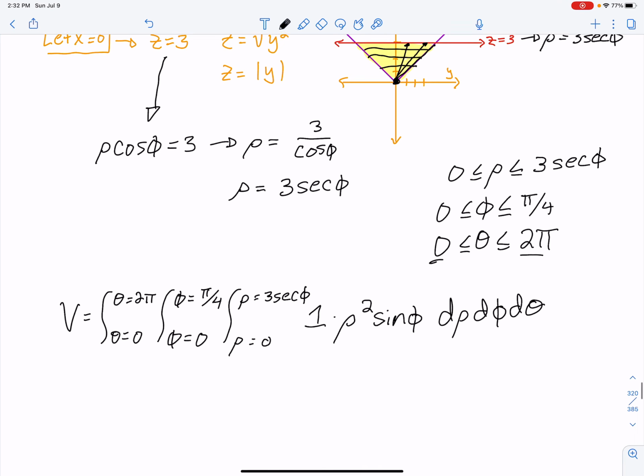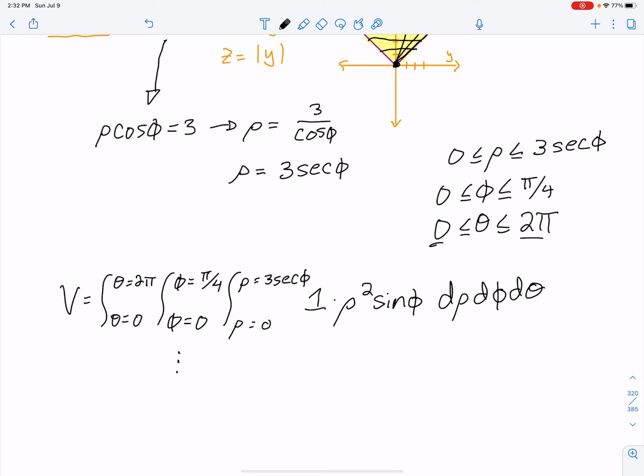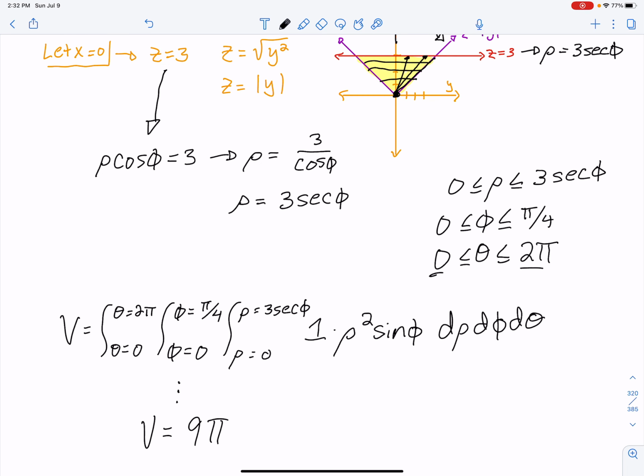If you'd like to try to work this one out, this one has a nice pretty answer. So I imagine that the work is probably not as bad either. So I'd give that a shot. The answer to that is 9 pi. So again, this is with rho changing.